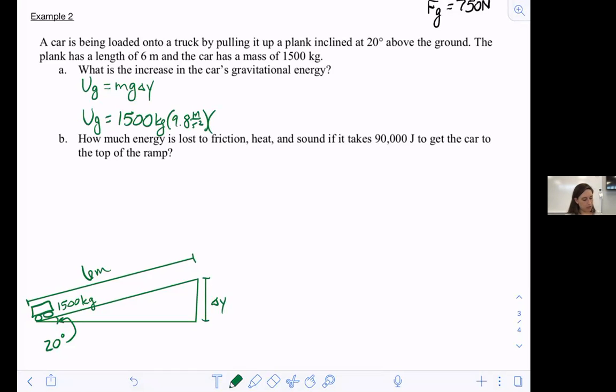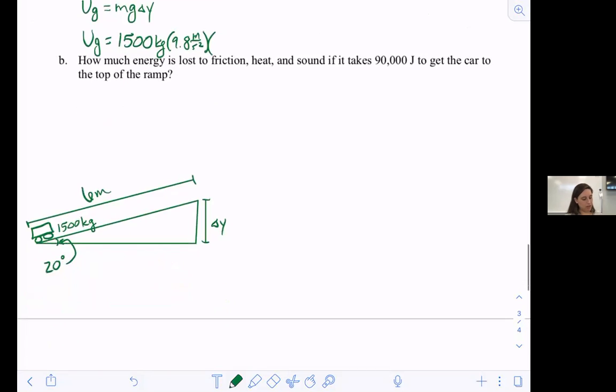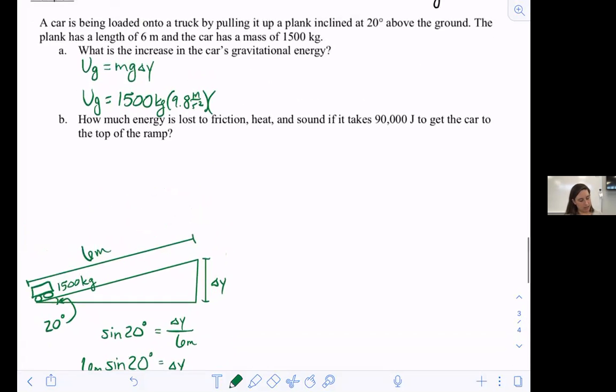However, I can use my knowledge of trig to figure it out, right? Because I do know that this is the opposite side. So if I use sine of 20 degrees, that should equal the opposite side of my triangle, delta y, divided by the hypotenuse of my triangle, which we know is 6 meters. So 6 times the sine of 20 should tell me what my delta y is. And I'm just going to write that right here.